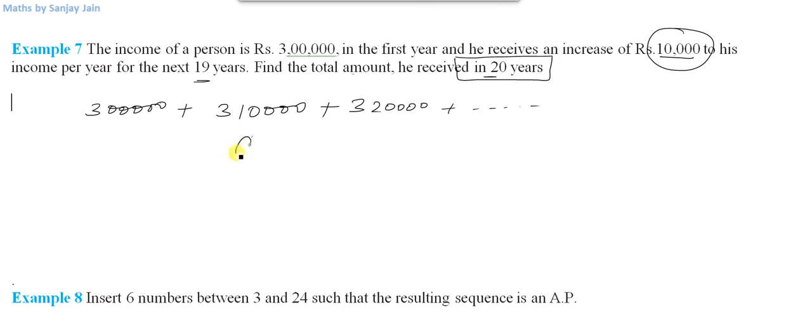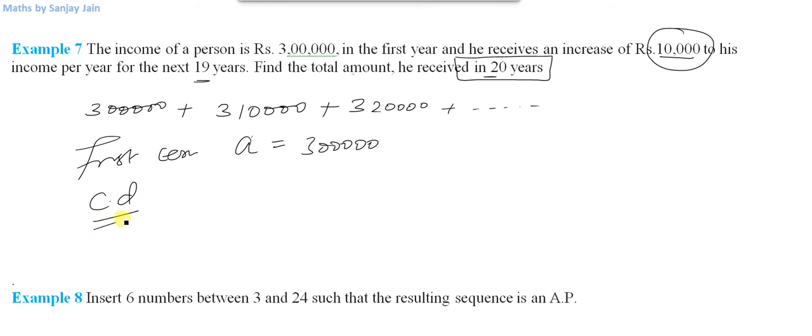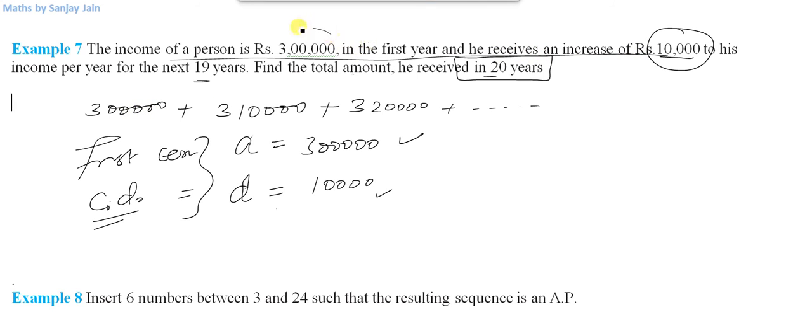What I have got is the income in the first year, which I am taking as my first term, A, as 3 lakhs, right? And in the consecutive years, the income kept increasing by 10,000. So the common difference that I am taking is D, which is equal to 10,000. So if I take A as 3 lakhs and D as 10,000, then I have taken care of the information that was given in the question, because 3 lakhs was the income in the first year, and by rupees 10,000 the income kept on increasing for the next 19 years.